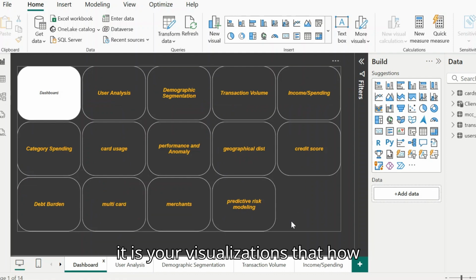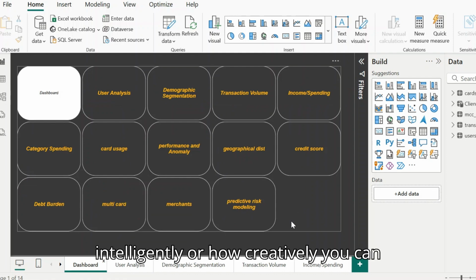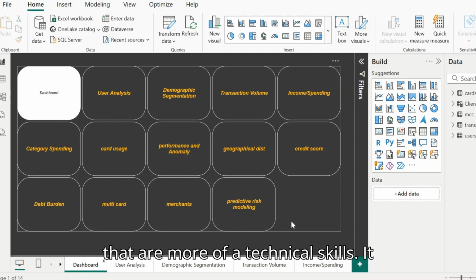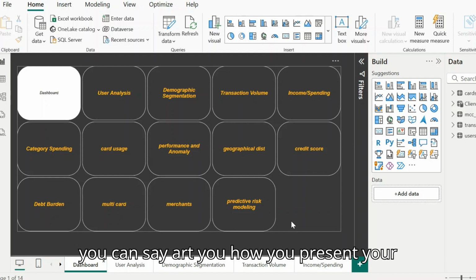At the end it is your visualizations, how intelligently or how creatively you can present your reports. Data transformation and data analysis are more technical skills, while presentation is more of, you can say, an art.